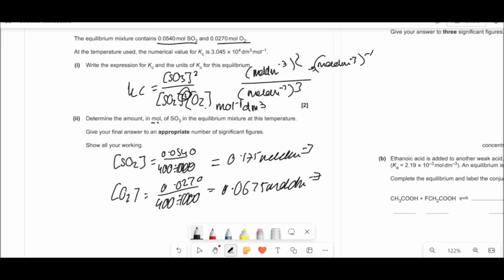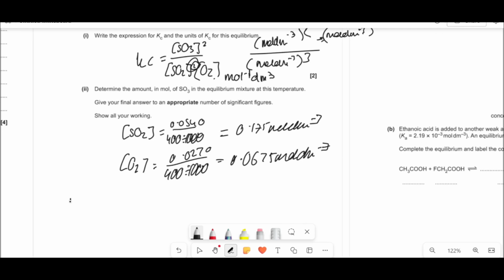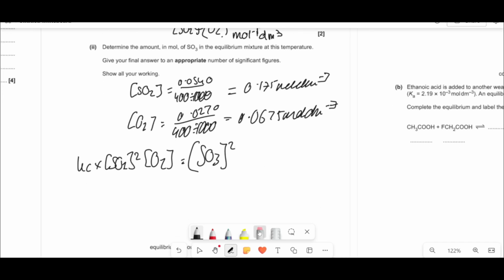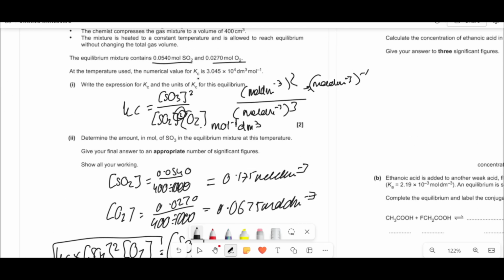Right? Now we need to find the moles of SO3. We can rearrange this because they've told us what Kc was at this temperature too. So Kc times SO2 squared times O2 will give you SO3 squared, right? So if I want to go one step further, the SO3 concentration is going to be the square root of this whole thing, the square root of Kc, which they told you at this temperature is this.